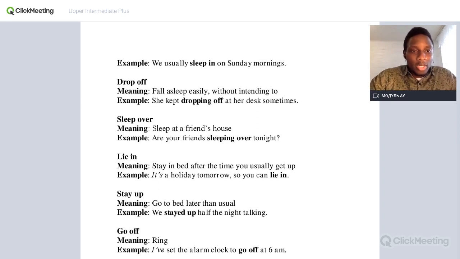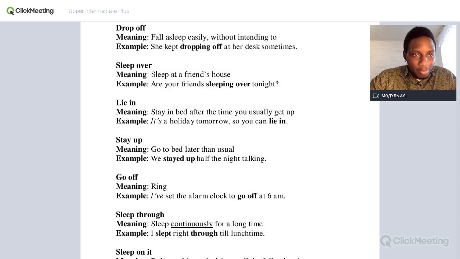Now we go to the next one. You have go off. Now it means ring. So, for example, many of us now have alarm clocks on our phone. We use it to wake us up in the morning. We use it to remind us of something, or maybe you have some sort of appointment or event. So you say, I've set the alarm clock to go off at 6 a.m.